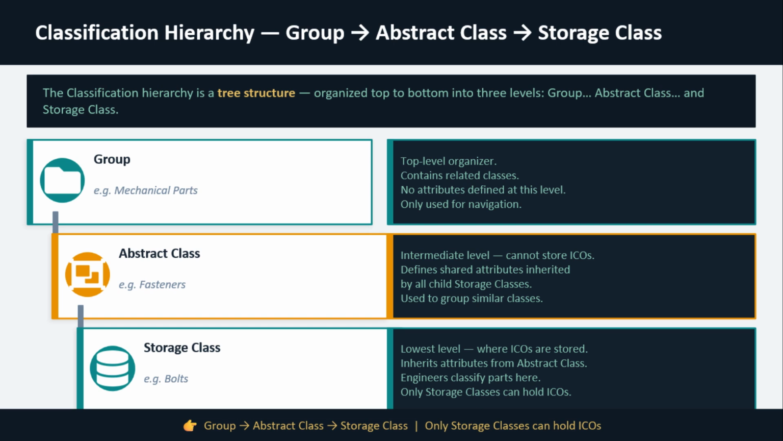Storage class. It is the lowest level in the hierarchy. This is where actual parts are stored. For example, bolts is a storage class. Actual bolt parts, called ICOs, are stored inside the storage class, and the storage class inherits all attributes defined in the abstract class above it. So, remember: group, abstract class, and storage class. Only storage classes can hold ICOs.